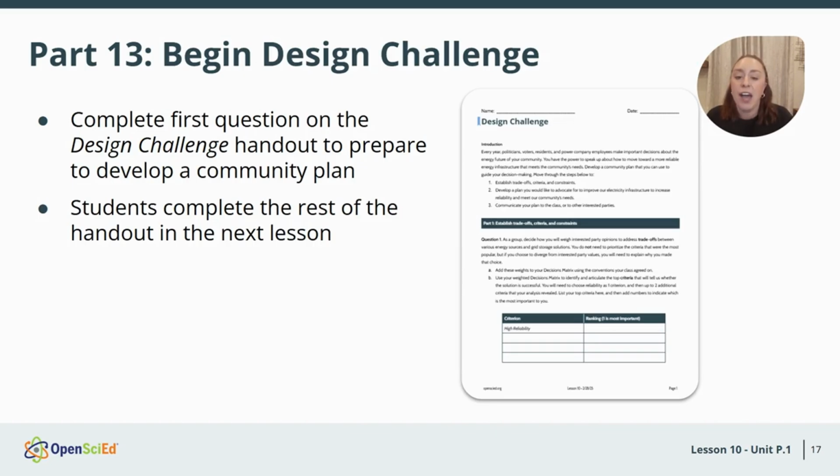And then from here, we have information needed to begin our design challenge. And together or with our group, we complete the first question to help us prepare a community plan. And this first question is asking us how we're going to identify our priority criterion from our interested party interviews. And so students will continue the rest of this in lesson 11 as one of their key sense-making and assessment opportunities in that lesson.